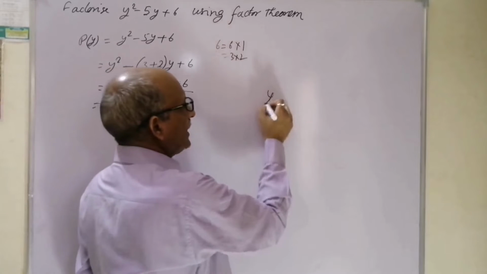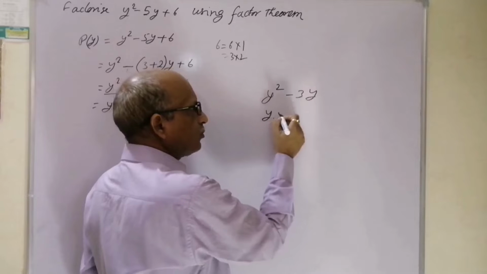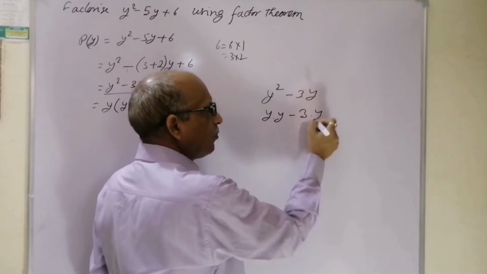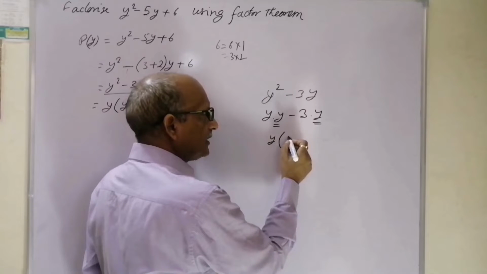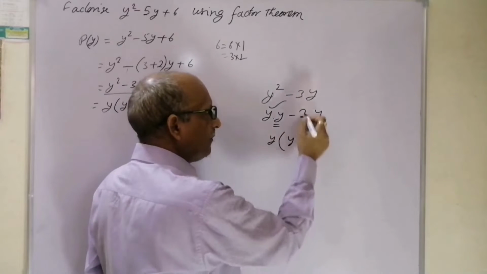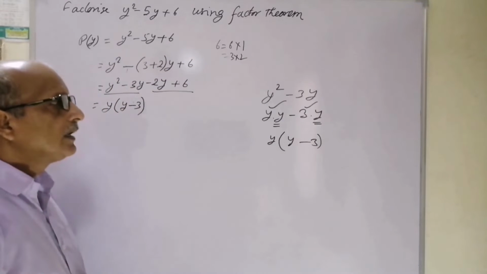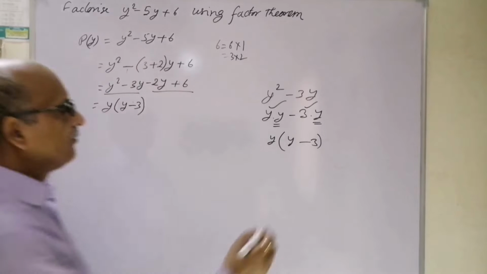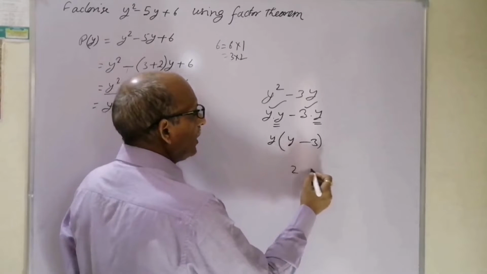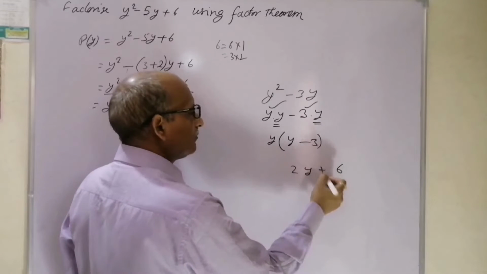Let's see. y square minus 3y can be written as y into y minus 3 into y. So both here y is available, so we'll take y common. Then what will be left? y over here, minus 3 over here. y minus 3 is now in the bracket. Same work we have to do for this also. We have minus 2y and plus 6.